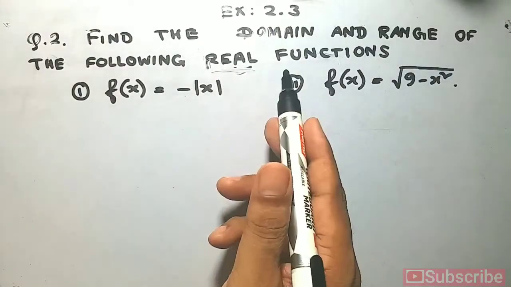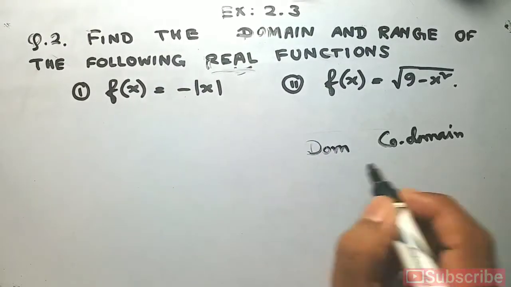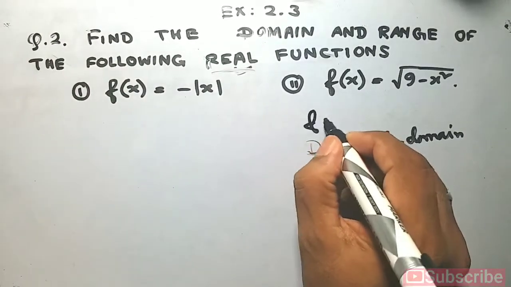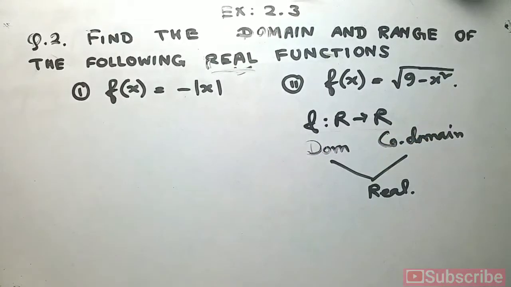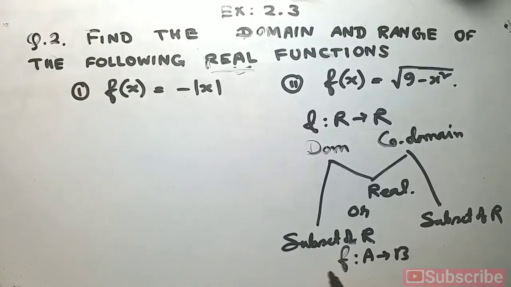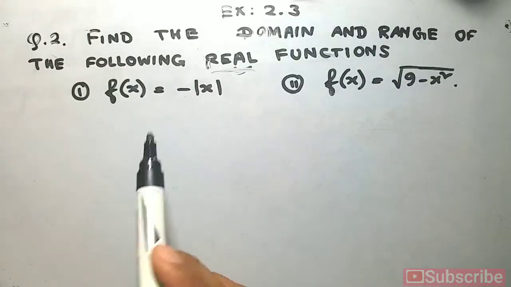So real functions are those functions whose domain and codomain, remember domain and codomain, are set of real numbers. Say f: R to R is a real function, or domain is a subset of R, and codomain is also a subset of R. Then this kind of function is called a real function. Say f: A to B, is it a real function? Then we must check whether A and B are subsets of real numbers or not. If they are, then this function is a real function. So I think now you understood what real functions mean.